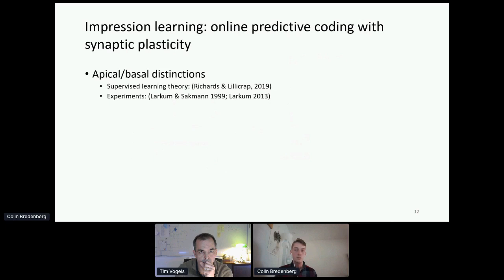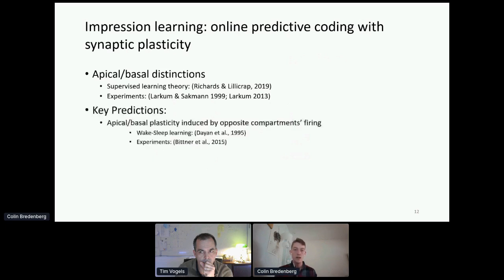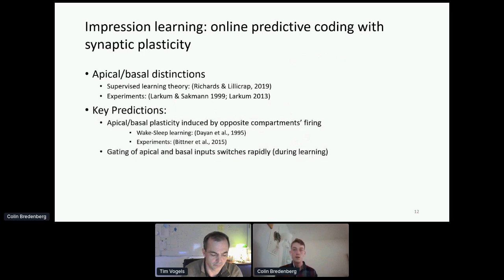And this has been consistent with experimental work, and has also been suggested by previous work trying to provide an account of supervised learning in the brain. Also, there's some evidence that apical stimulation of pyramidal neurons induces synaptic plasticity at basal synapses. And these features are also compatible with our model, as well as other approaches to unsupervised Bayesian learning. Now, unlike wake-sleep learning and many other algorithms, our model allows for learning continuously with perception.